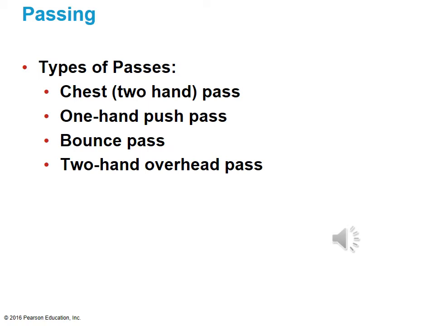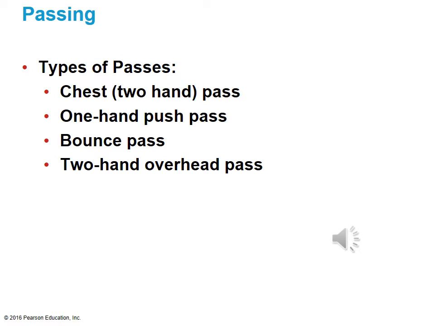Here are the different types of passes. For the chest pass, or the two-hand pass, you should place one foot ahead of the other and then release the ball at chest level. You want a transfer of weight from one foot to the other, one foot ahead of the other for the chest pass. The one-hand push pass is basically like a baseball pass.